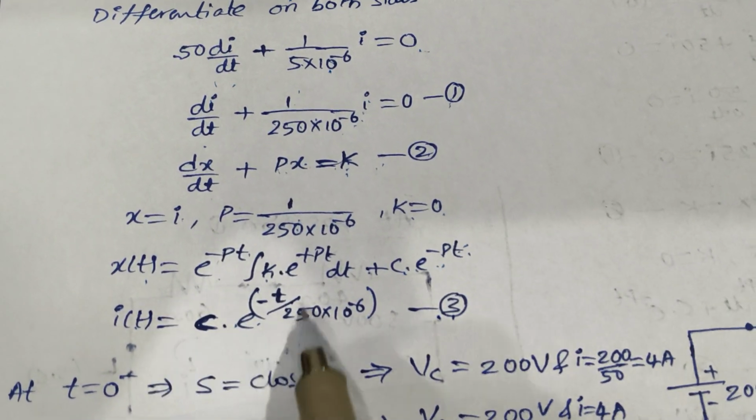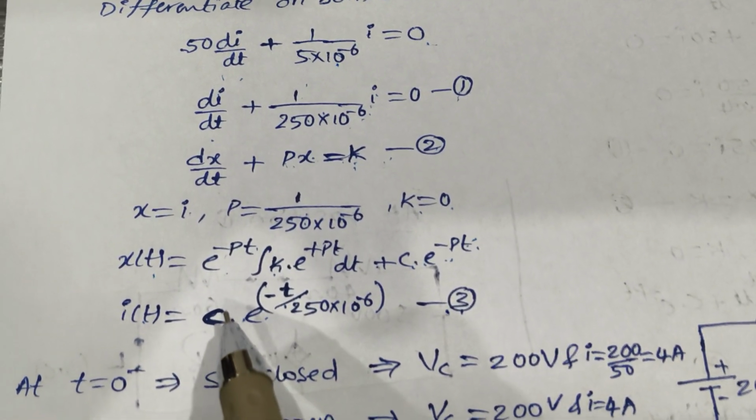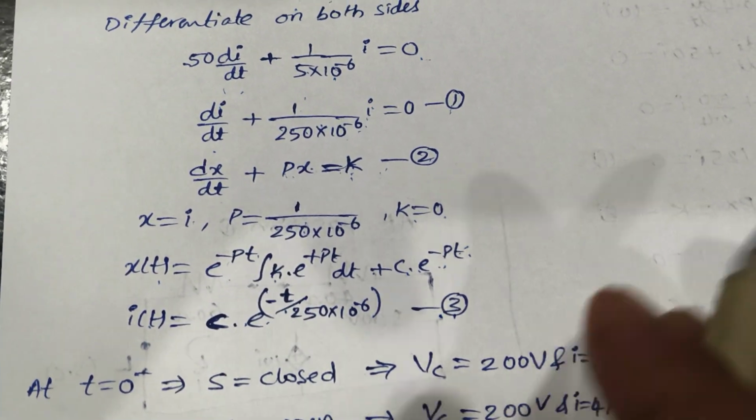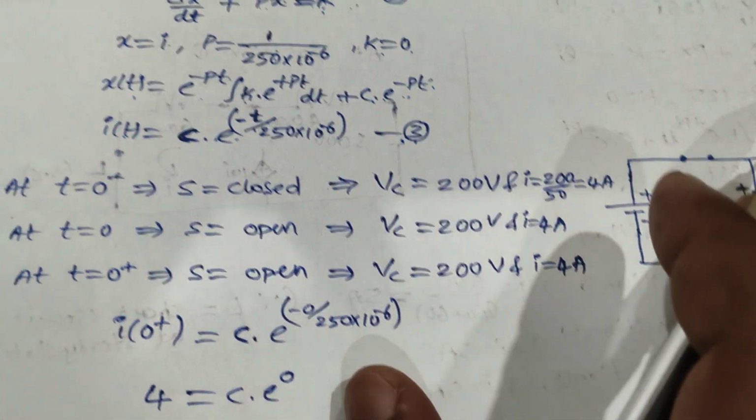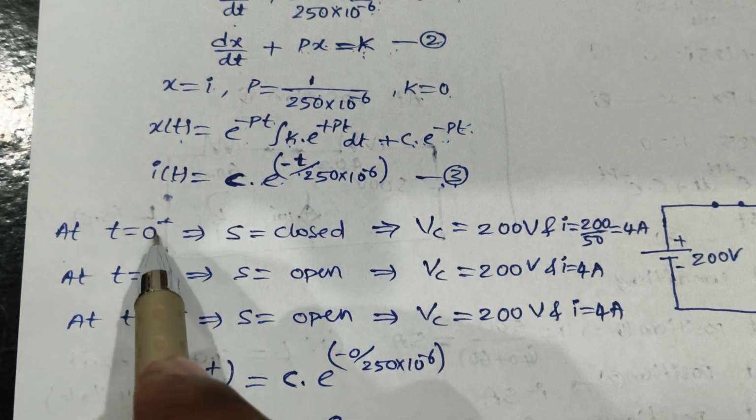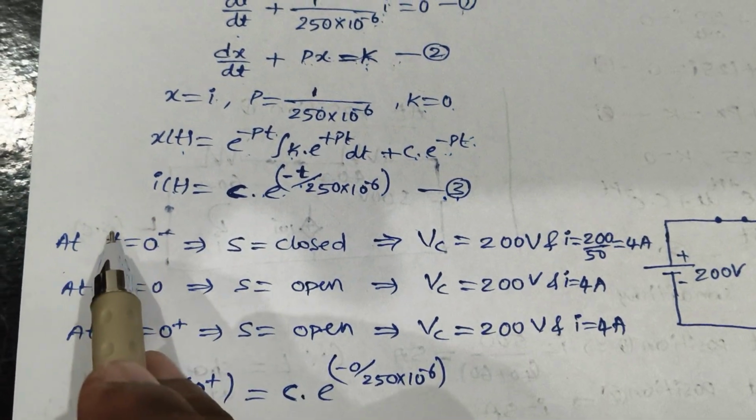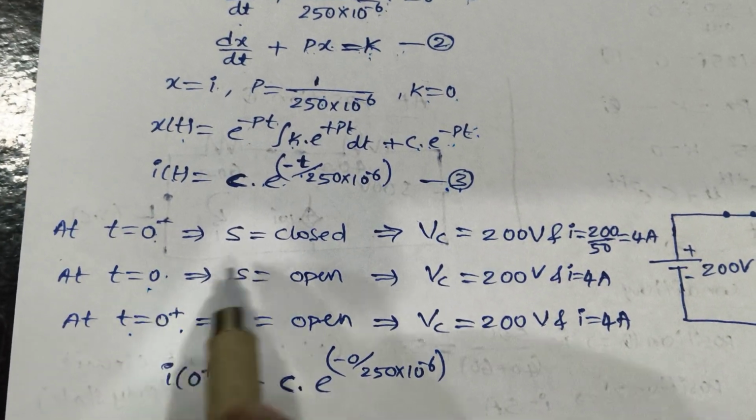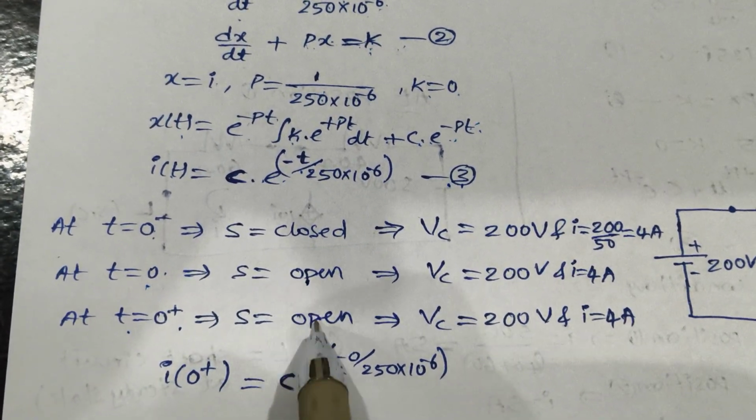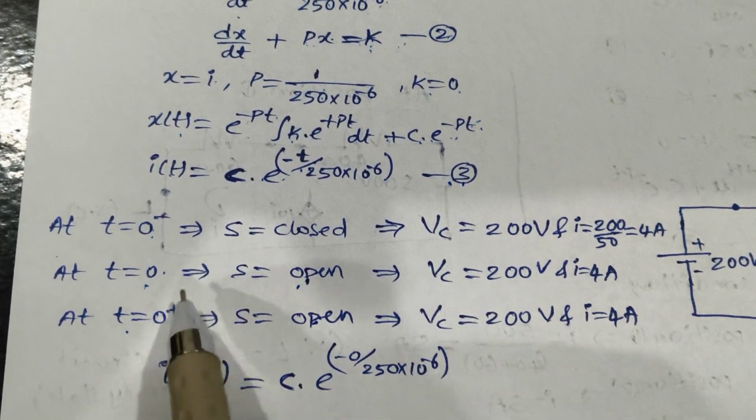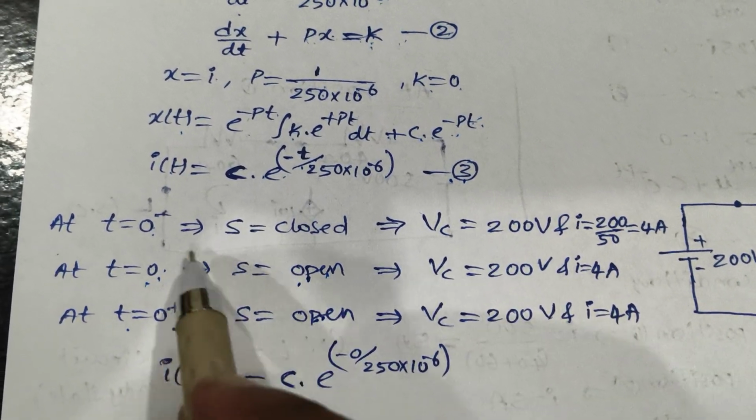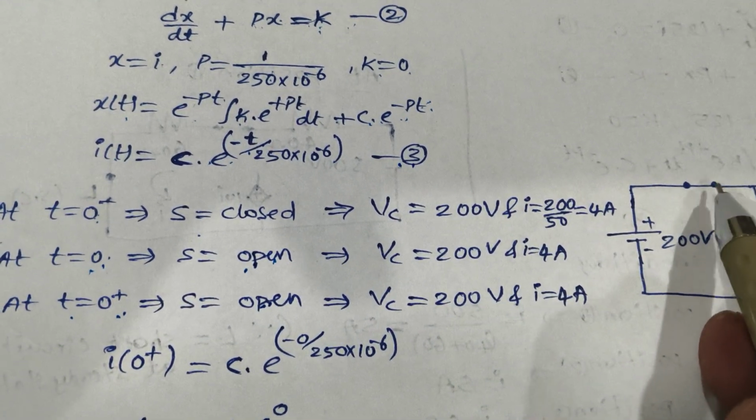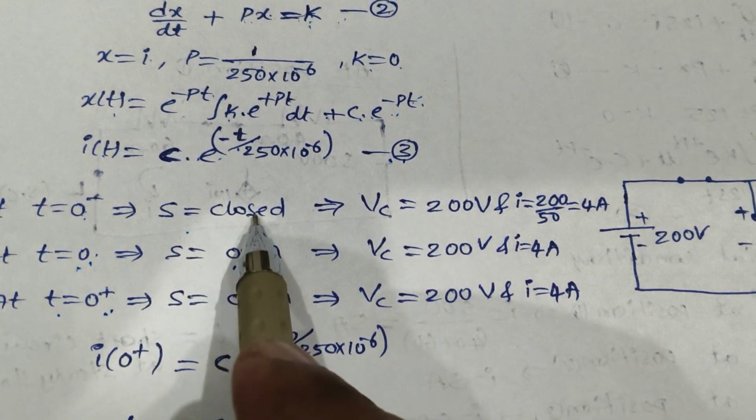You got the solution of this current, but you have one arbitrary constant. To find this arbitrary constant, you have to use the initial conditions. What are the initial conditions here? t equal to 0 minus, that is the past state, t equal to 0 and t equal to 0 plus. At t equal to 0, we are opening the switch. It will carry forward, right? It will be the same state. That means at t equal to 0 and 0 plus it is the open state only. But at t equal to 0 minus, the switch is in closed state.